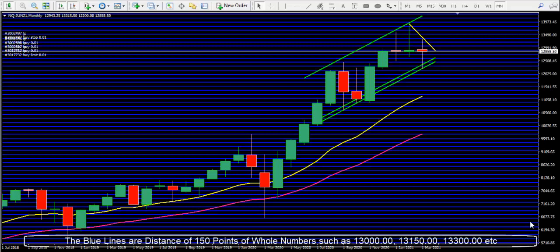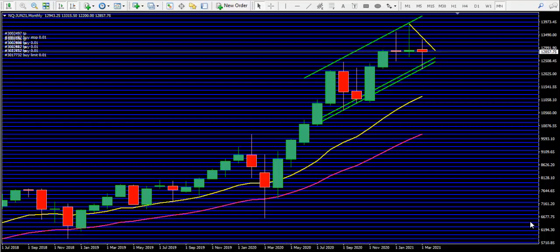Alright, so here we're going to do a top-down analysis on the NASDAQ. First of all, we've got the monthly chart here. You can see the prices are still above the 15 and 30 exponential moving averages. We do have a strong rejection from the highs, okay? At the same time, we have a strong rejection from the lows.